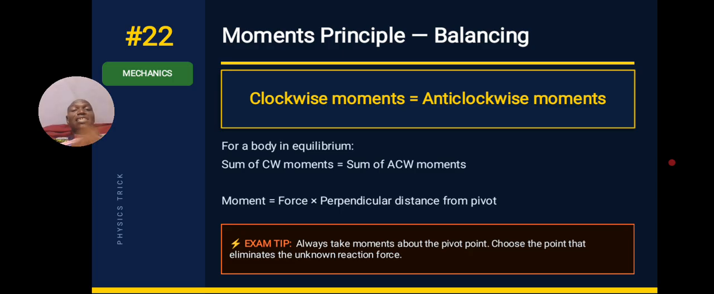Product of force and distance, which means force times distance. That's just simple. That's the moment of a force around a fixed point. It is a product of a force and the perpendicular distance.